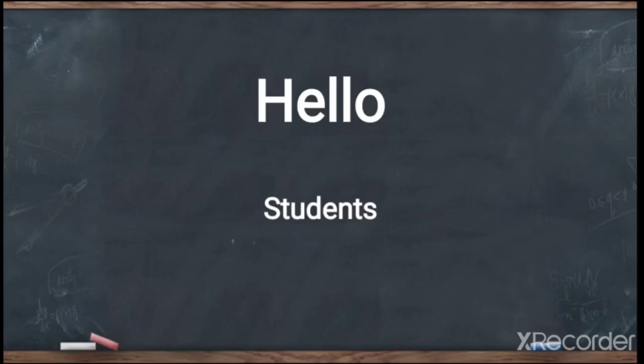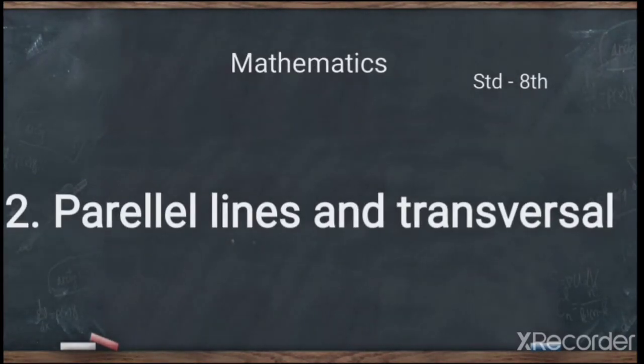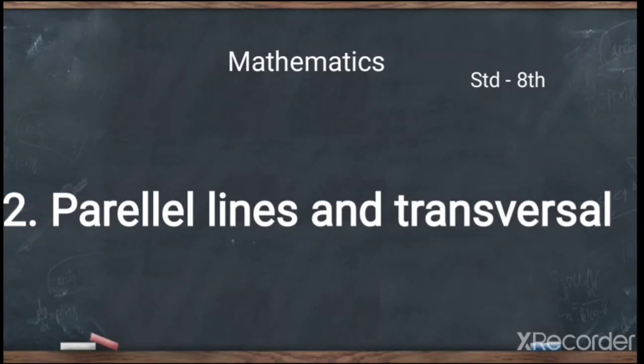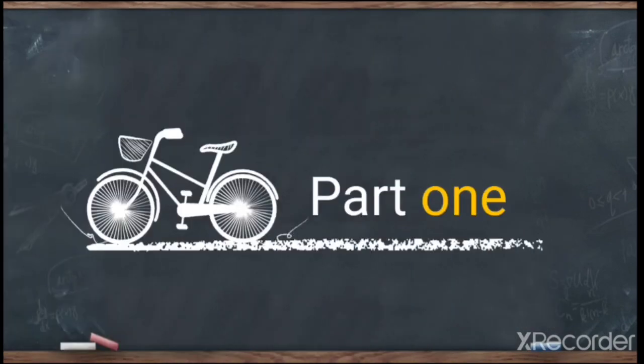Hello student, today we are going to study 8th standard maths, in that second chapter: parallel lines and transversal. Let's see its content. There are mainly four topics. Here we are studying first parallel lines, then transversal. Third is angles formed by transversal, only by transversal, and the angles formed by parallel lines and transversal. Let's see its first part.